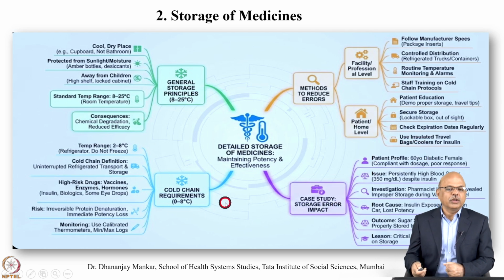Then comes the cold chain management requirement, which is to be ensured that it should be 0 to 8 degrees Celsius. So the temperature range should be 2 to 8 degrees, which should be in a refrigerator and not to be frozen, which is to be very much understood.